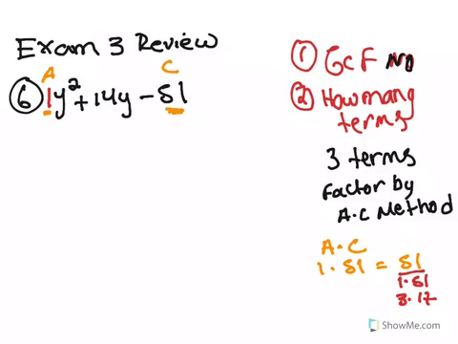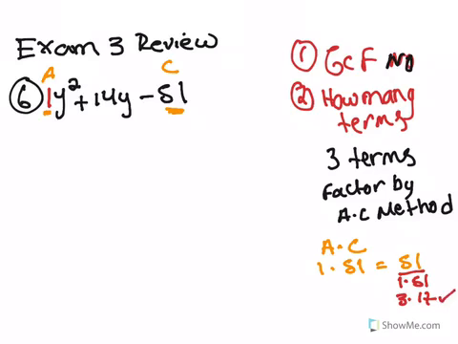So 1 plus 51 is 52. 51 minus 1 is 50. Definitely not 14. 3 plus 17 is 20. 17 minus 3, I do get 14. So I'm going to use these two numbers.